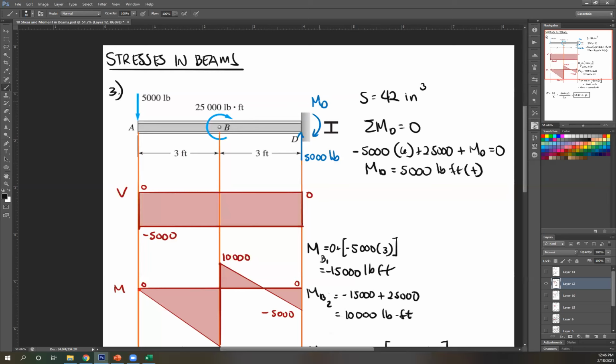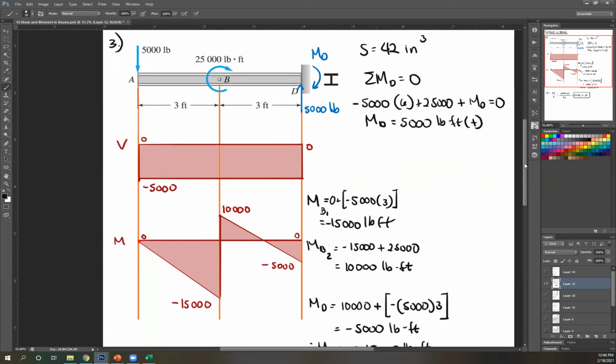And then MD is clockwise. My assumption is clockwise, so the sum equals 0. Solving for MD, I get positive 5,000 pound-foot. Positive, therefore my assumption is correct. It's clockwise. Okay, next step, the shear and moment diagrams.